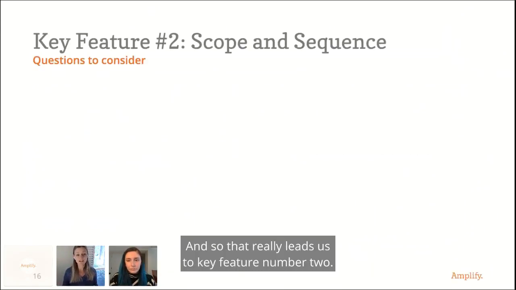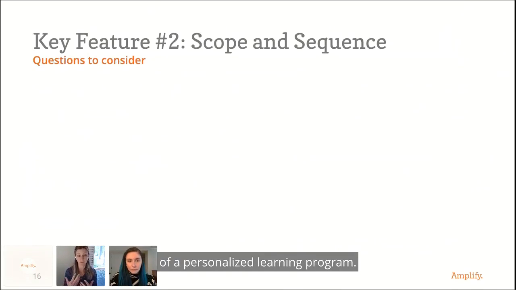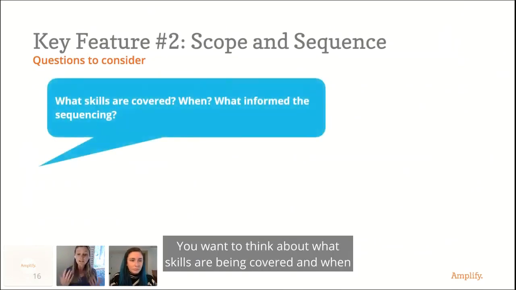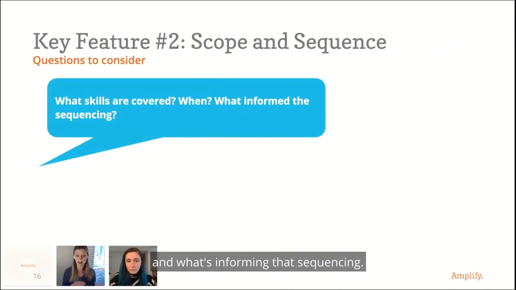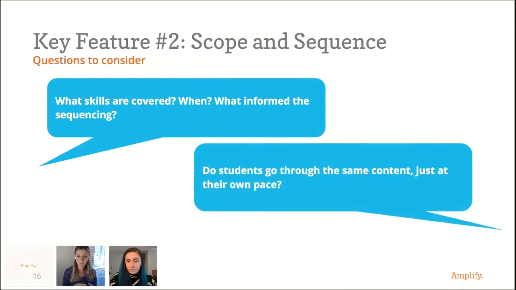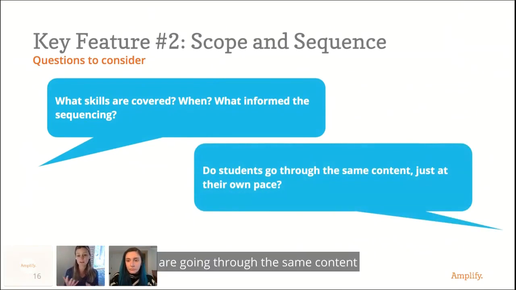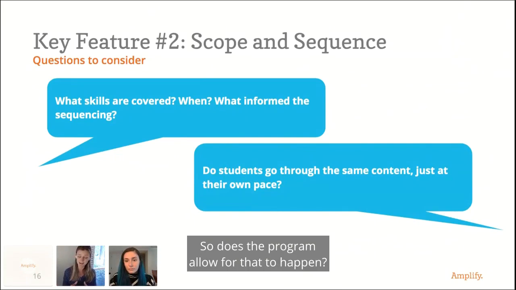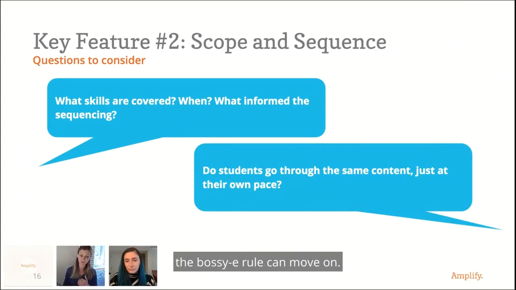And so that really leads us to key feature number two. These are the scenarios that you want to keep in mind when you think about the scope and sequence of a personalized learning program. You want to think about what skills are being covered and when, and what's informing that sequencing. What is that sequence based on? You want to think about whether or not students are going through the same content, but just at their own pace. We know that all students are going to learn at different paces. So does the program allow for that to happen? Does it allow that student who's still struggling with vowel sounds to work on something different while another student who may be ready to practice the bossy E rule can move on?